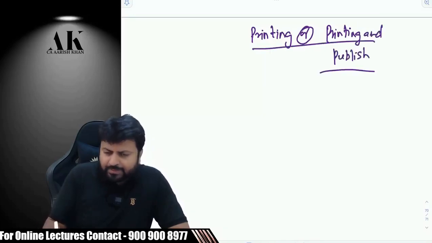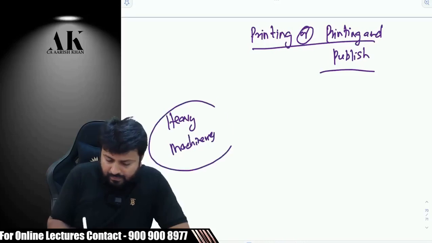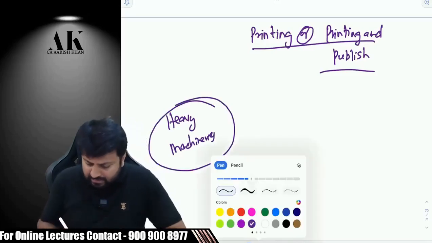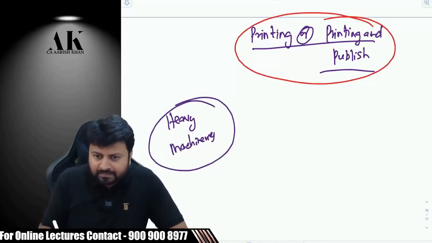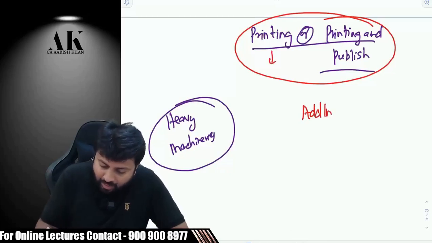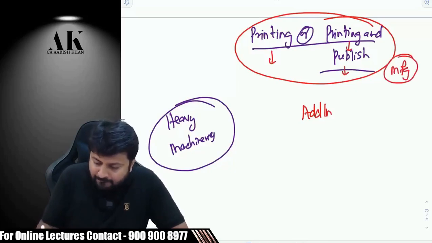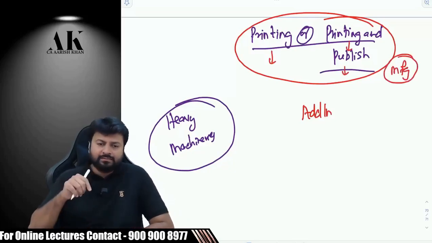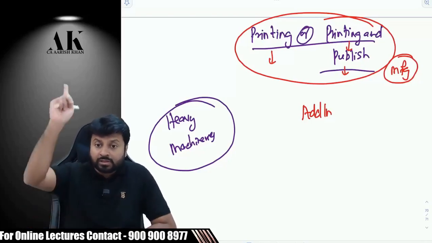You might be knowing these people require heavy machineries to do printing. So they went to CBDT and asked a question: are we also eligible for additional depreciation? Whether printing or printing and publishing amounts to manufacturing or not. If yes, please clarify. If no, we will challenge your circular.